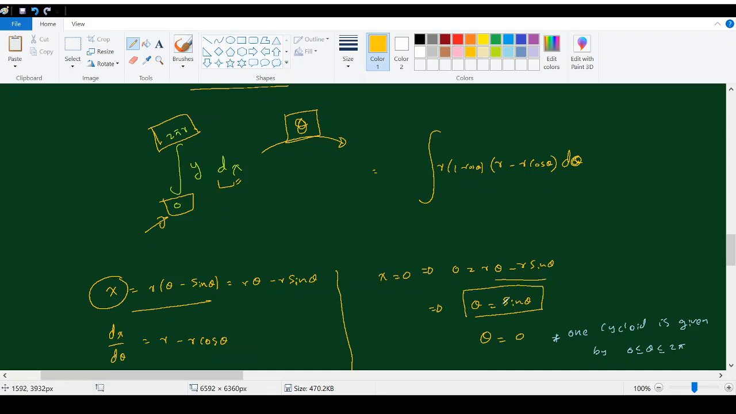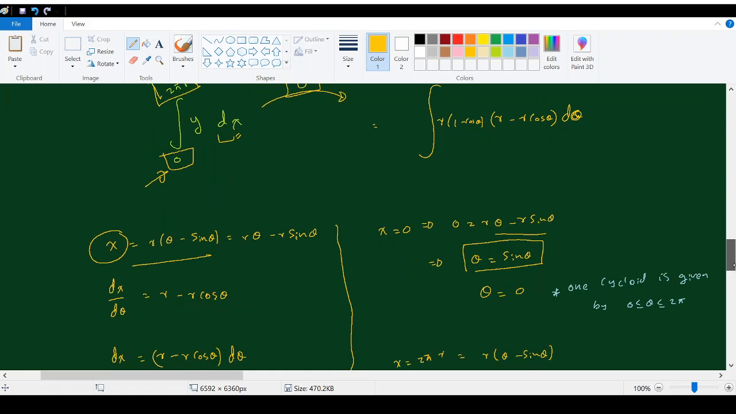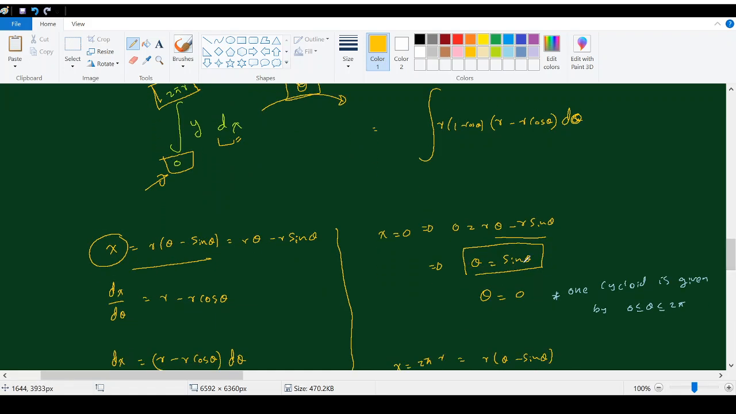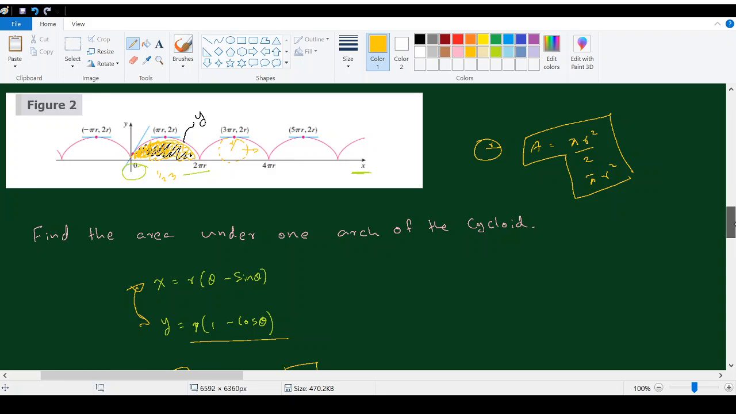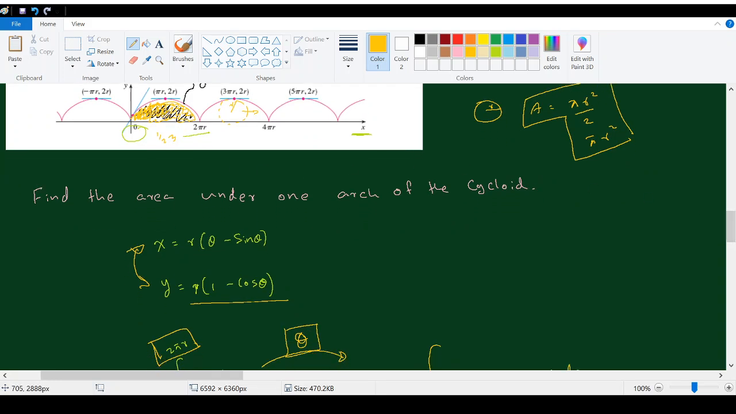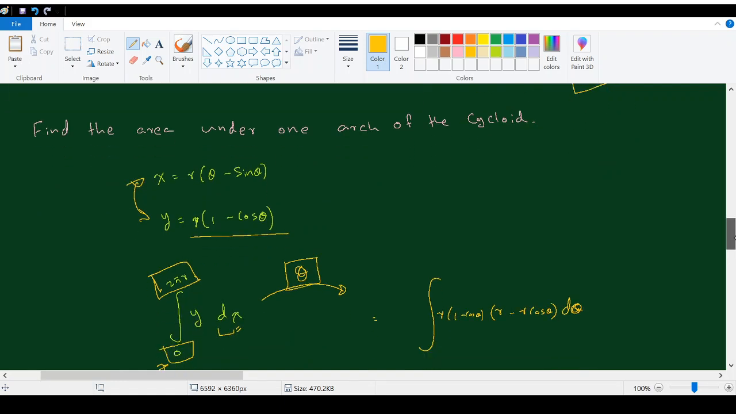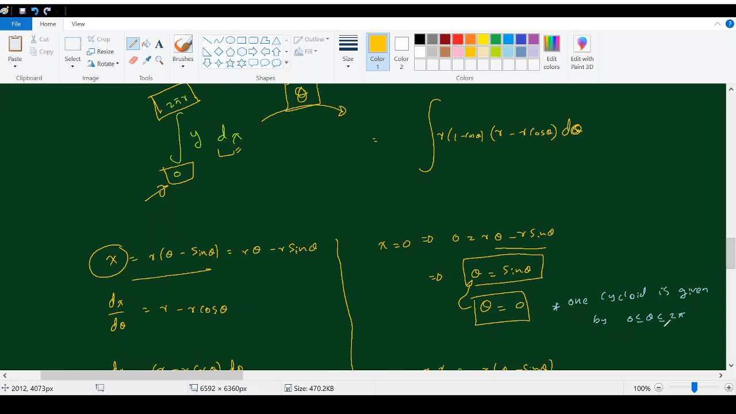So now from this equation, if you think carefully about the sine trigonometric function, this is the only possible way for theta to exist in order to satisfy this equation. The reason is, our theta value for this particular arch, starting from 0 to 2 pi, will vary from 0 to 2 pi.